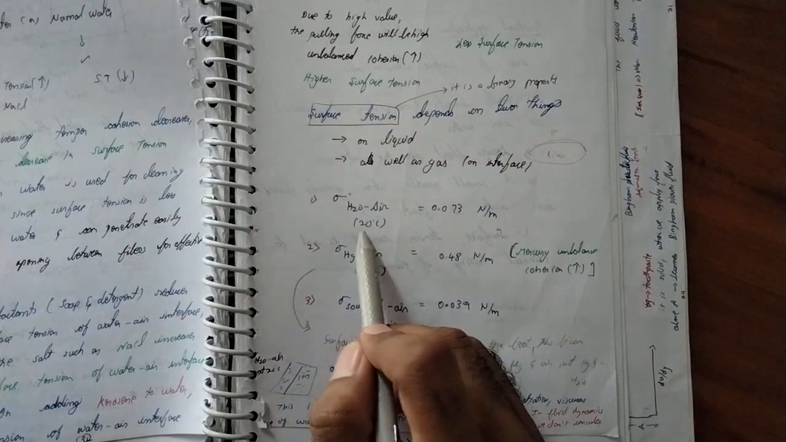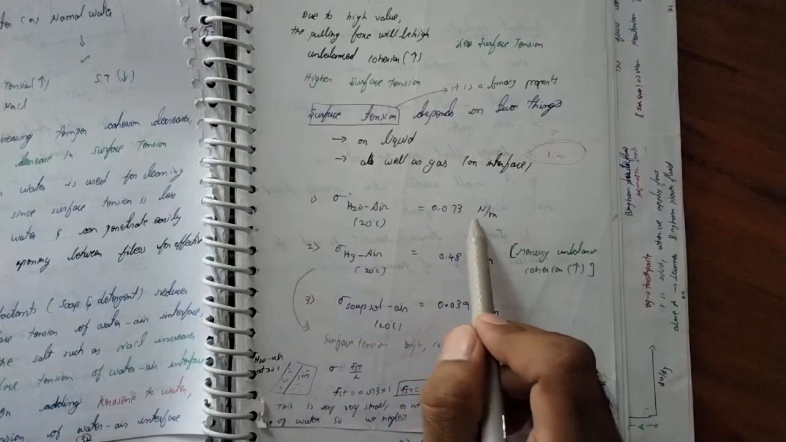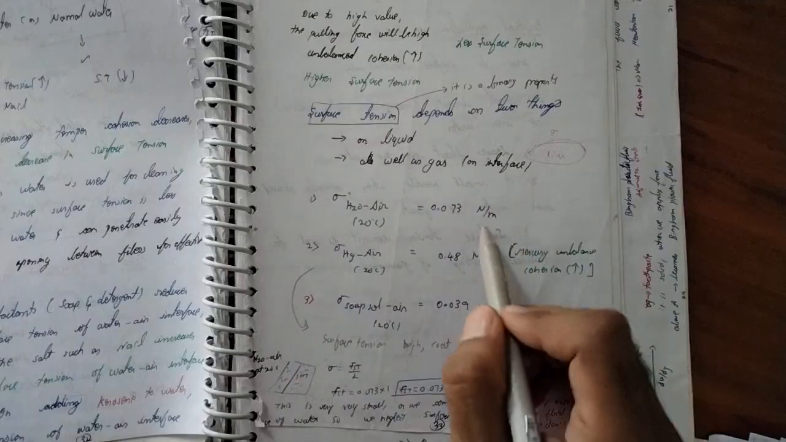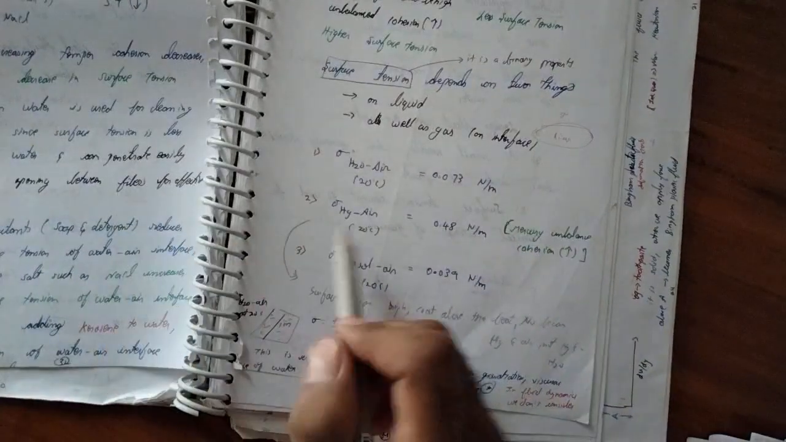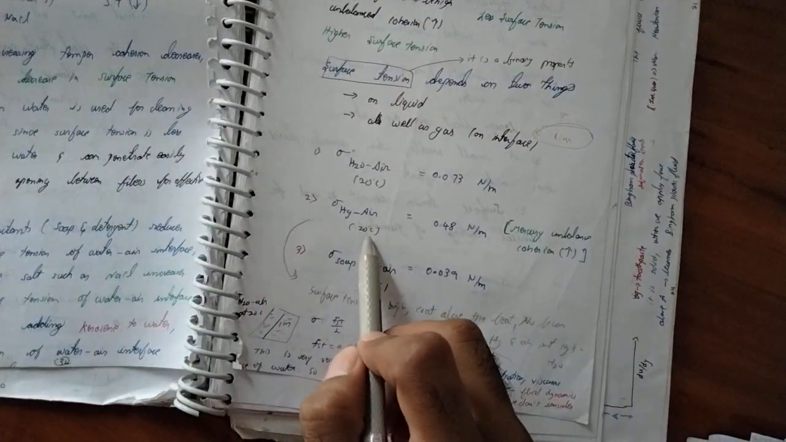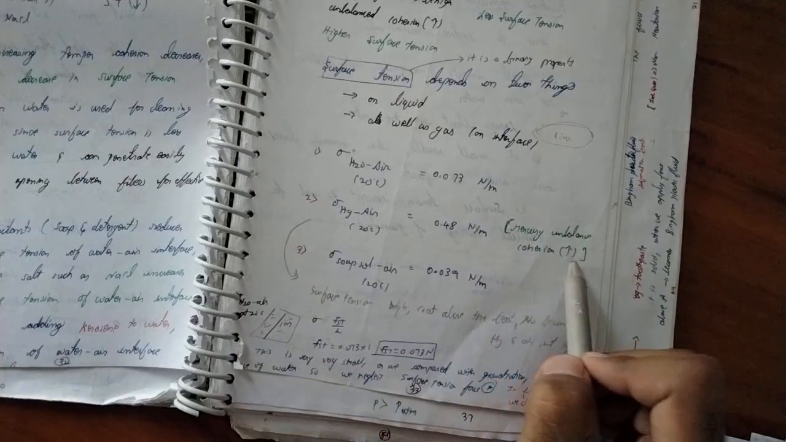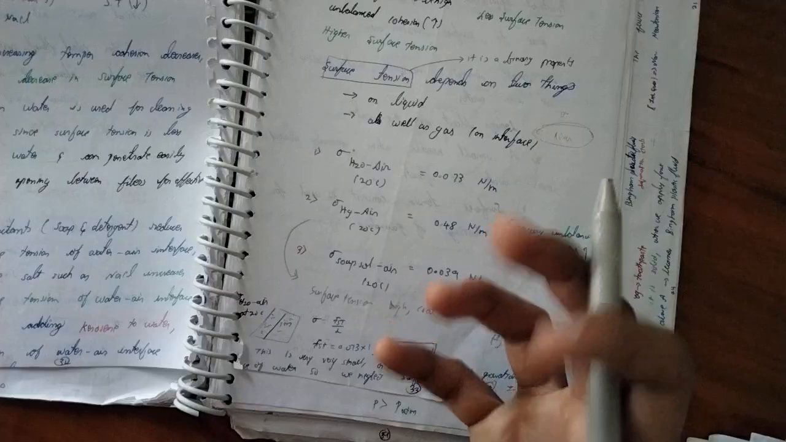At 20 degrees Celsius, the surface tension of water will be 0.073 newton per meter. When we have mercury and air at 20 degrees Celsius, the coefficient is much higher because mercury has a strong tendency to attract towards each other.